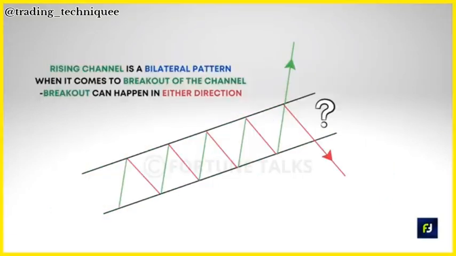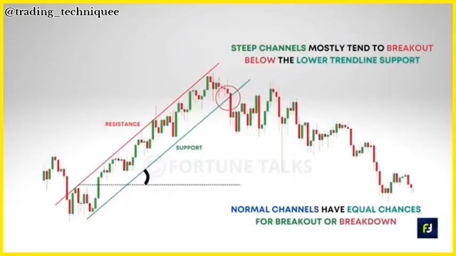When it comes to breakout trading, the rising channel pattern is a bilateral pattern, meaning that a breakout can happen in either direction. But what I have observed is that the slope of the channel to some extent gives us the information on whether it will be a breakout or a breakdown. Let me explain. A channel with a very high slope or a very steep price action will mostly break down below the support trend line, while a channel with a medium or lower slope will have equal chances of breaking out or breaking down. Anyway, this is just an observation, but we should enter a trade only after a breakout has happened.